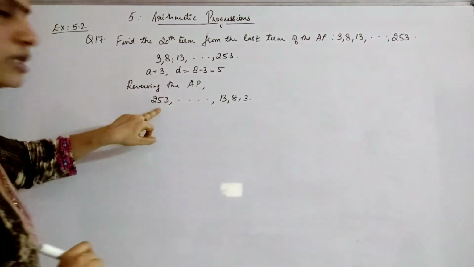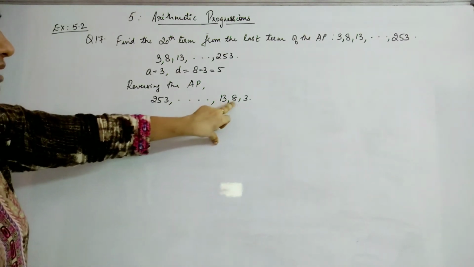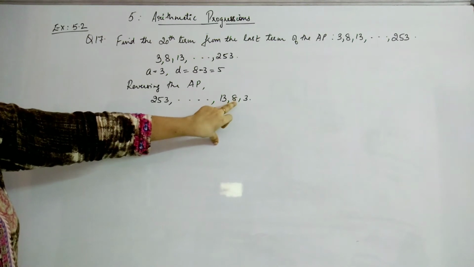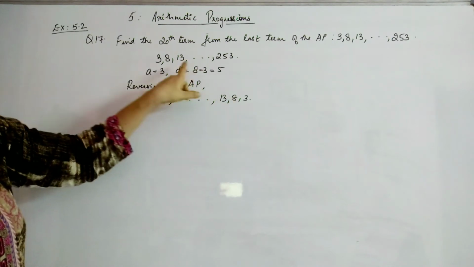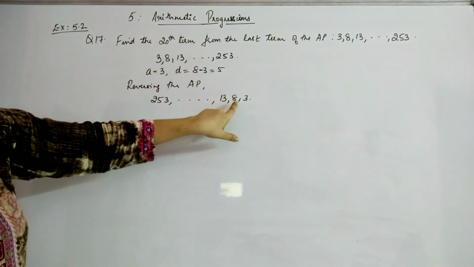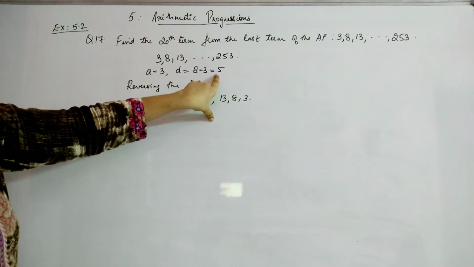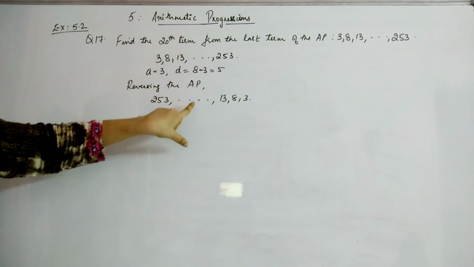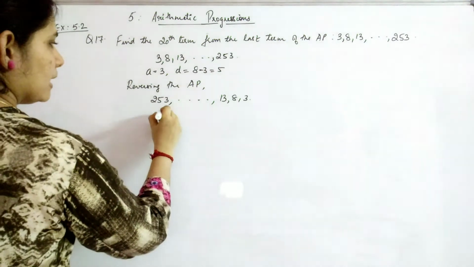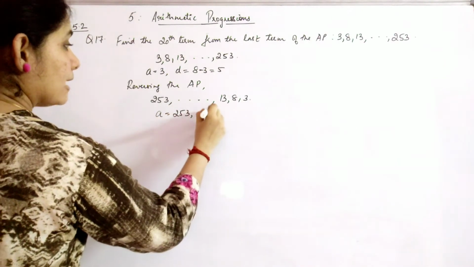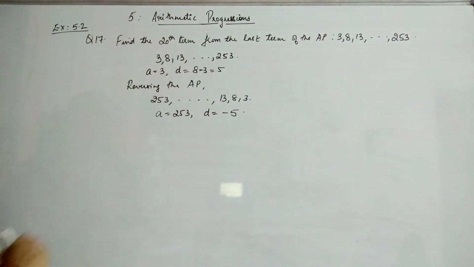Now this will act as your first term, and the D, see here, you will get 13 minus 8, the second term or successive term minus the preceding term. So here you got 13 minus 8 is 5. Here it will be 8 minus 13. That means whatever you have got in your original sequence as your common difference, the negative of that will be in your reversed AP. That means here your A will be 253 and D will be negative 5. Negative of 5. Okay.